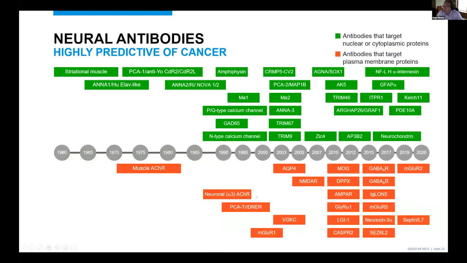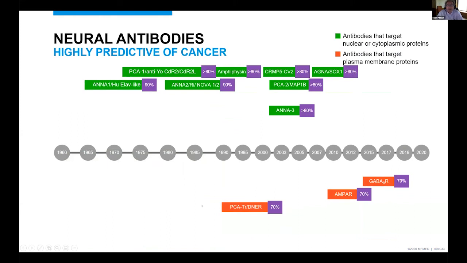Now, what else do these antibodies tell us about the patients that we see? Well, first of all, some of the antibodies are highly predictive of malignancy. So, for example, if you take these antibodies, so PCA1 or anti-Yo, amphiphysin, CRMP5 or CV2, AGNA or SOX1, Ri, Hu, PCA2, ANNA3, or even the AMPA receptor antibodies or the GABA B receptor antibodies, you can see that these are associated with an underlying tumor in more than 60% of patients.